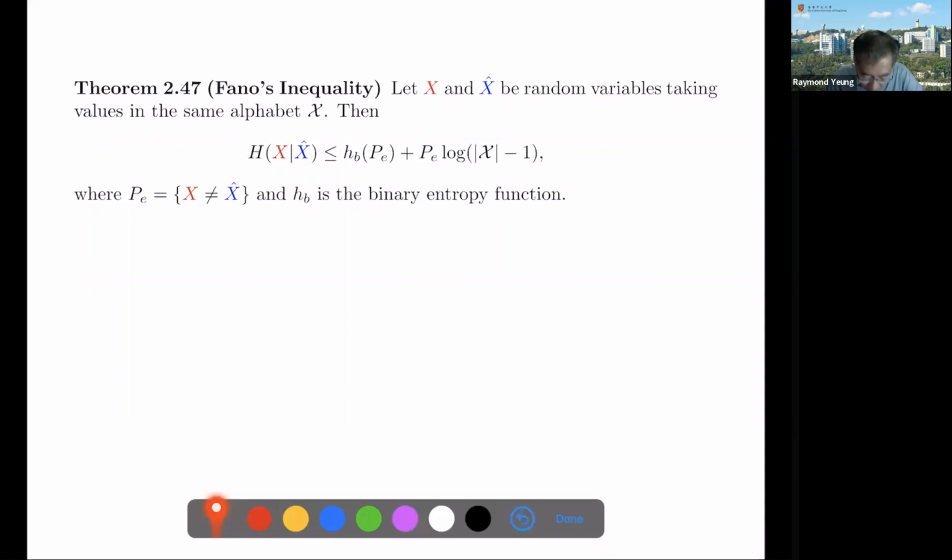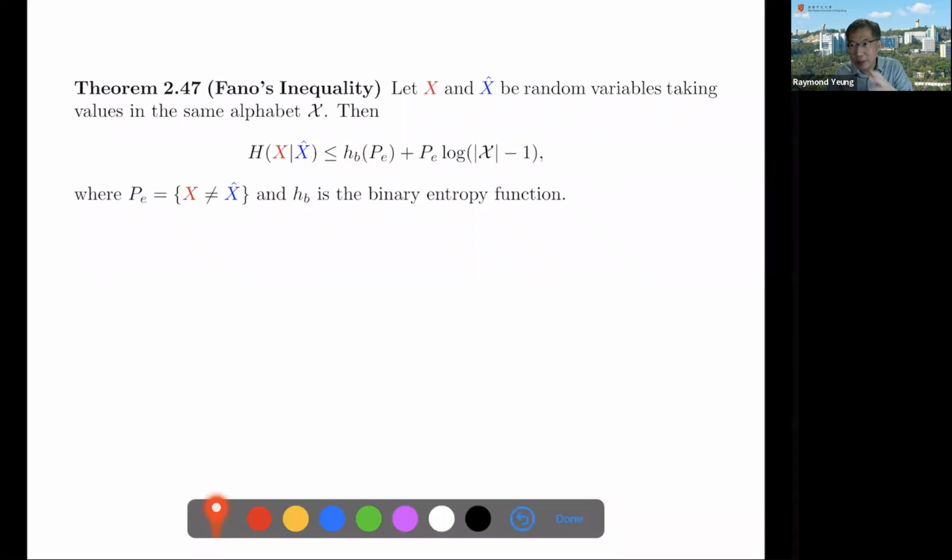Instead of giving you a proof, I would like to offer you the following intuitive explanation. Here I'm given the random variable X hat, which is an estimate of X, and I ask what is the uncertainty of X, the original random variable that I'm interested in. Now I'm going to remove this uncertainty by answering two questions for you. First, I'll tell you whether X and X hat are the same, which means whether you've made an error or not. It is a binary question, and the answer has entropy equal to the binary entropy evaluated at PE.